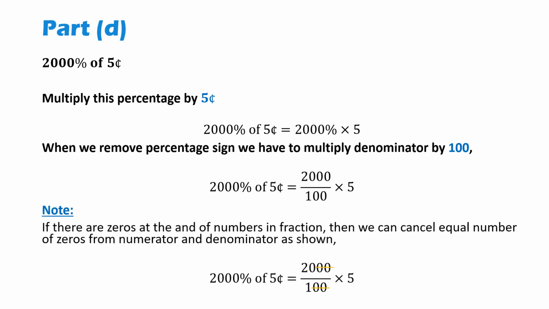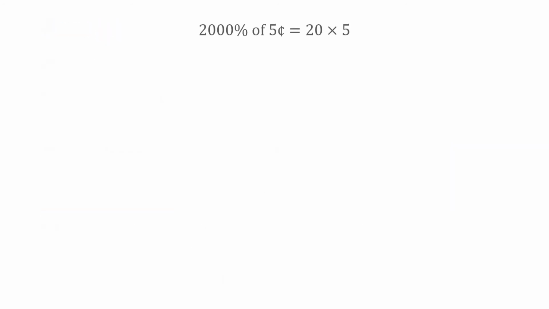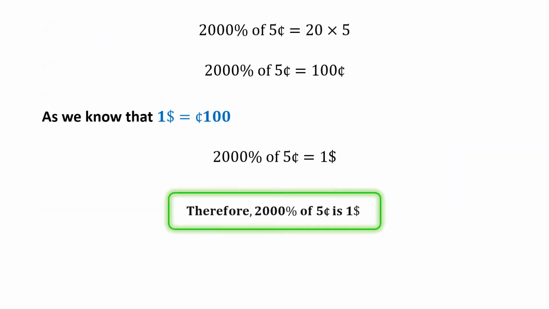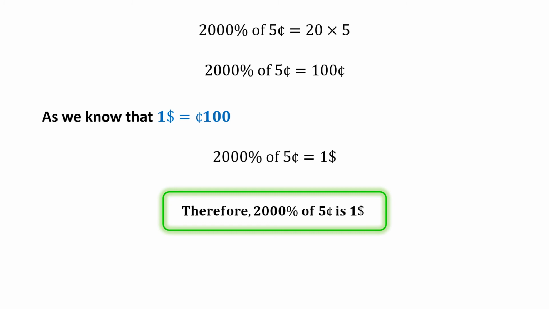Part D, 2,000% of 5 cents. First multiply the given percentage by 5, then remove the percentage by multiplying the denominator by 100. Now if there are zeros at the end of numbers in the fraction, then we can cancel an equal number of zeros from numerator and denominator as shown. So after simplification we have 100 cents, and as we know that 100 cents equals $1, therefore 2,000% of 5 cents is $1.